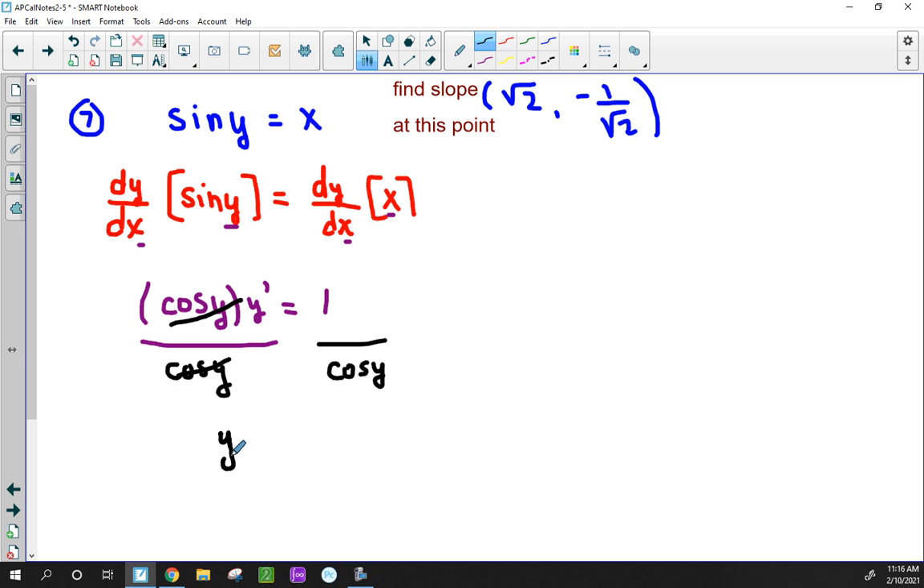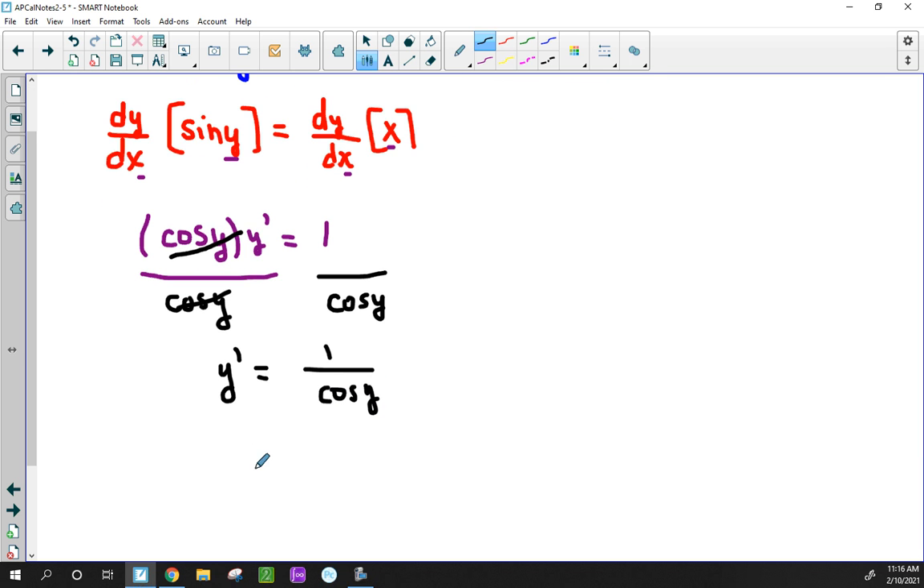Y prime comes down. It's equal to 1 over cosine x, or cosine y, sorry. And we can change that. We know what 1 over cosine is, so we're going to change it over to secant. The reason I'm choosing to do that is because I have to find a slope, and I think it'd be easier to do it this way. But you could also give me that.